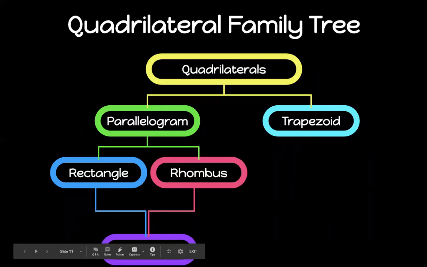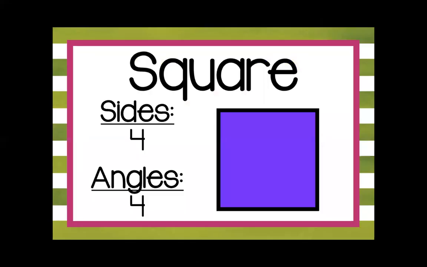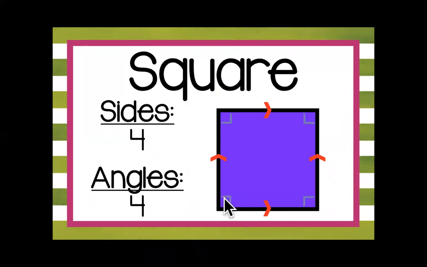Let's talk about this last box on our family tree, and that is the square. Again, square has four sides and four angles, where all four sides are the same length. Now, just like we talked about a rectangle and how all four angles in a rectangle were right angles, that's the same as a square. All four angles in a square are right angles.